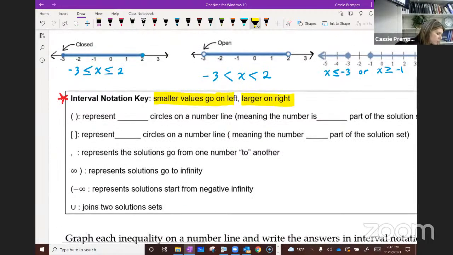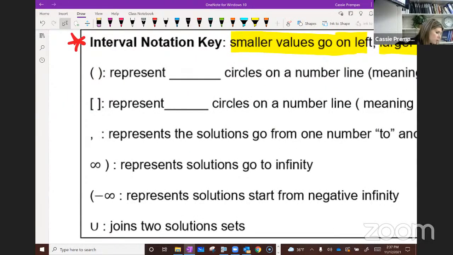Then these are the symbols that you could use. Either parentheses, brackets, comma. This is called an infinity symbol, and you always put a parentheses around it. This is called a negative infinity symbol, and you put a parentheses around it, and this is a union. Now we're going to talk about what they mean. After the infinity, we'll talk about that. For right now, I just want you to see the symbols, then we'll talk about really like what they mean and how do we know to use them.